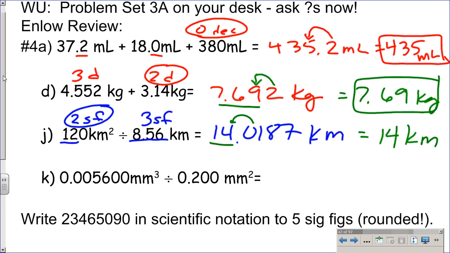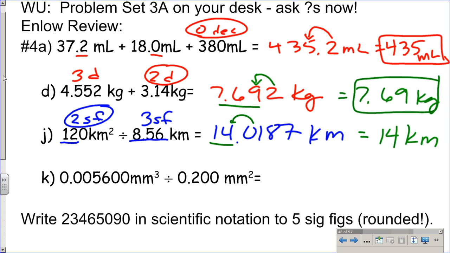The sig fig thing is kind of foreign to you at first, but you're not changing the number. It's still about 14. It's just saying, I'm only sure it's 14. I'm not for sure it's 14.0187. It's just an adjustment of how many numbers you're recording as true.